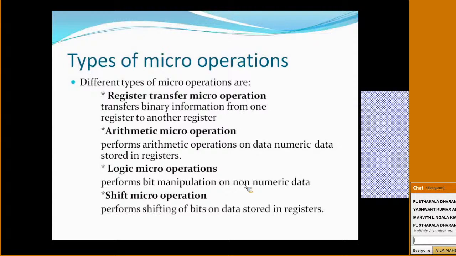So the first one, register transfer, will transfer the content from one register to another register. The second one is arithmetic, performing arithmetic operations on numeric data. The third one is performing bit manipulation on non-numeric data, and the last one is shifting of the data bits present in the registers.